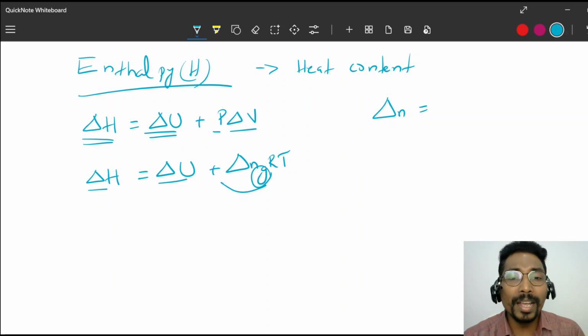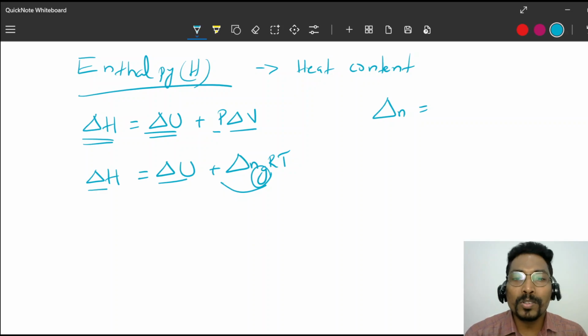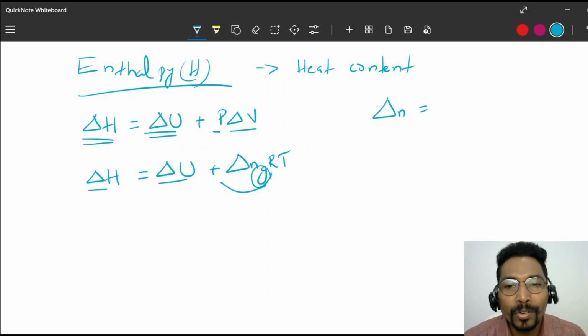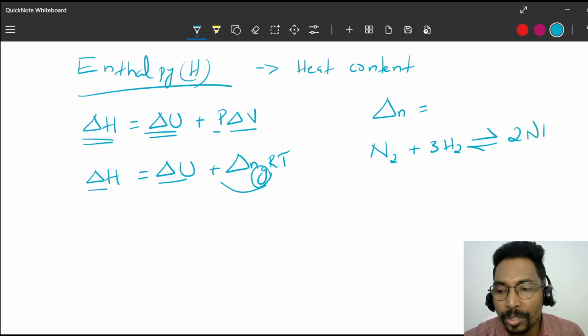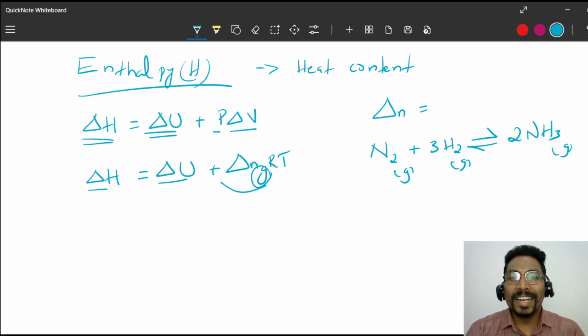So I hope all of you know about Haber's process. Haber's process is the industrial preparation of ammonia. Okay, so the equation is N2 plus 3H2 gives 2NH3. Okay, this is Haber's process. It's a reversible process which is catalyzed by finely divided iron as a catalyst.